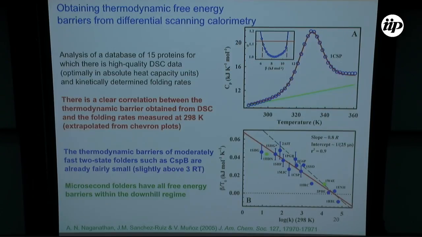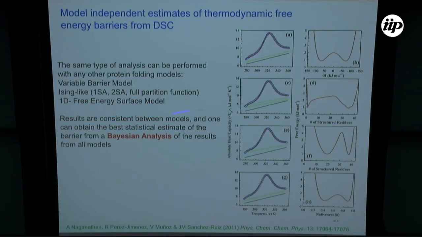Anyway, so this is just to say that later on we show that you can actually make this kind of analysis better by combining multiple models and then doing a Bayesian analysis.